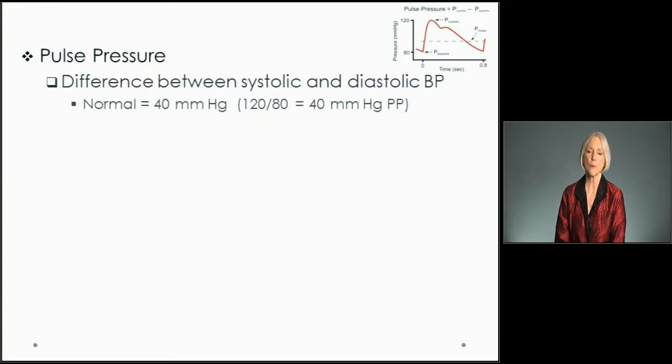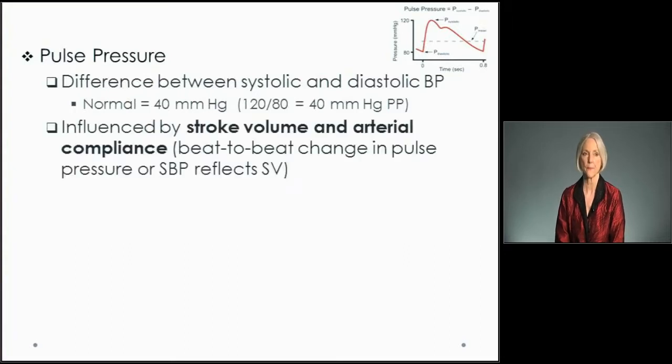It's becoming way more common in the literature to read about using pulse pressure as a vital sign. So again, the difference between systolic and diastolic blood pressure, normally it's about 40 millimeters of mercury. So for example, if your patient has a blood pressure of 120/80, that's a 40 millimeter pulse pressure, and that's totally normal.